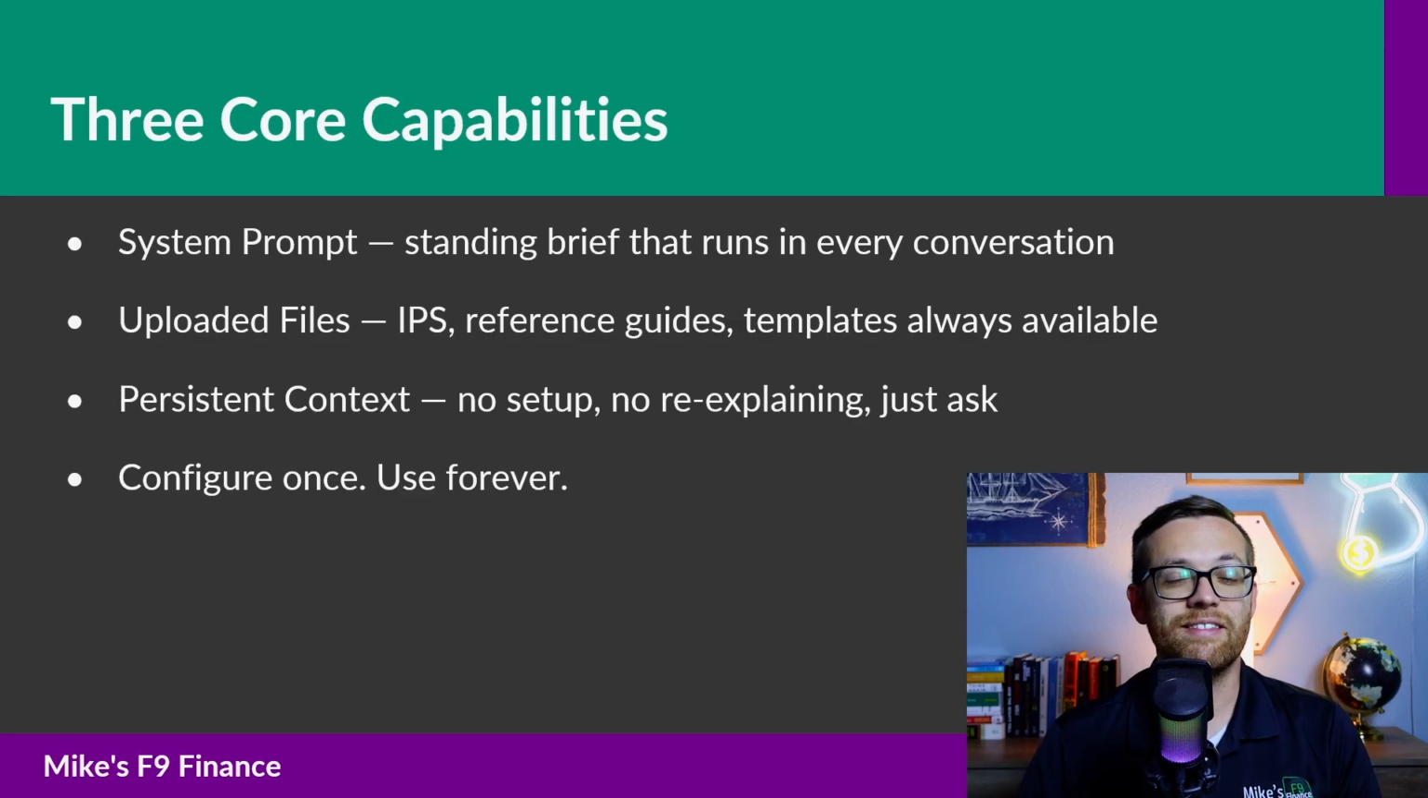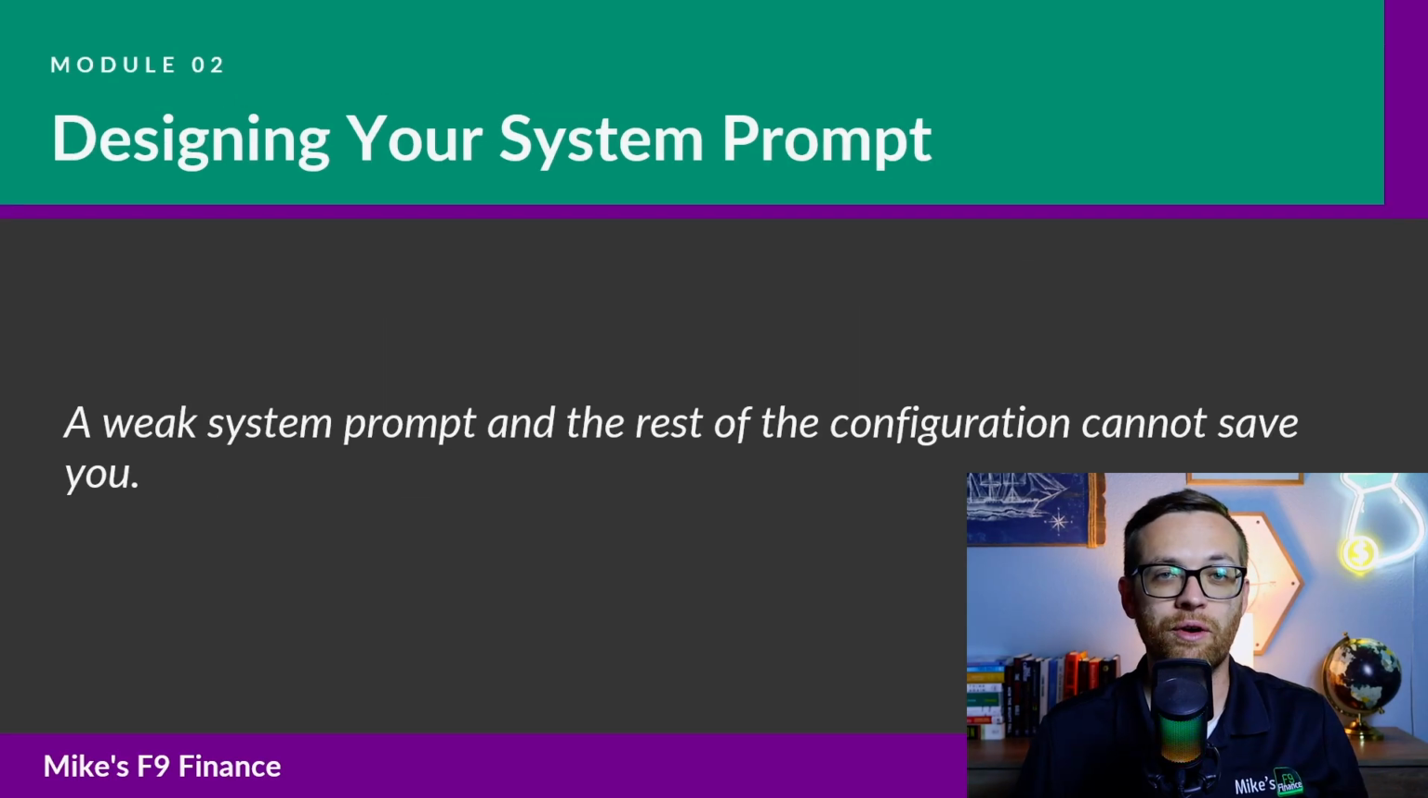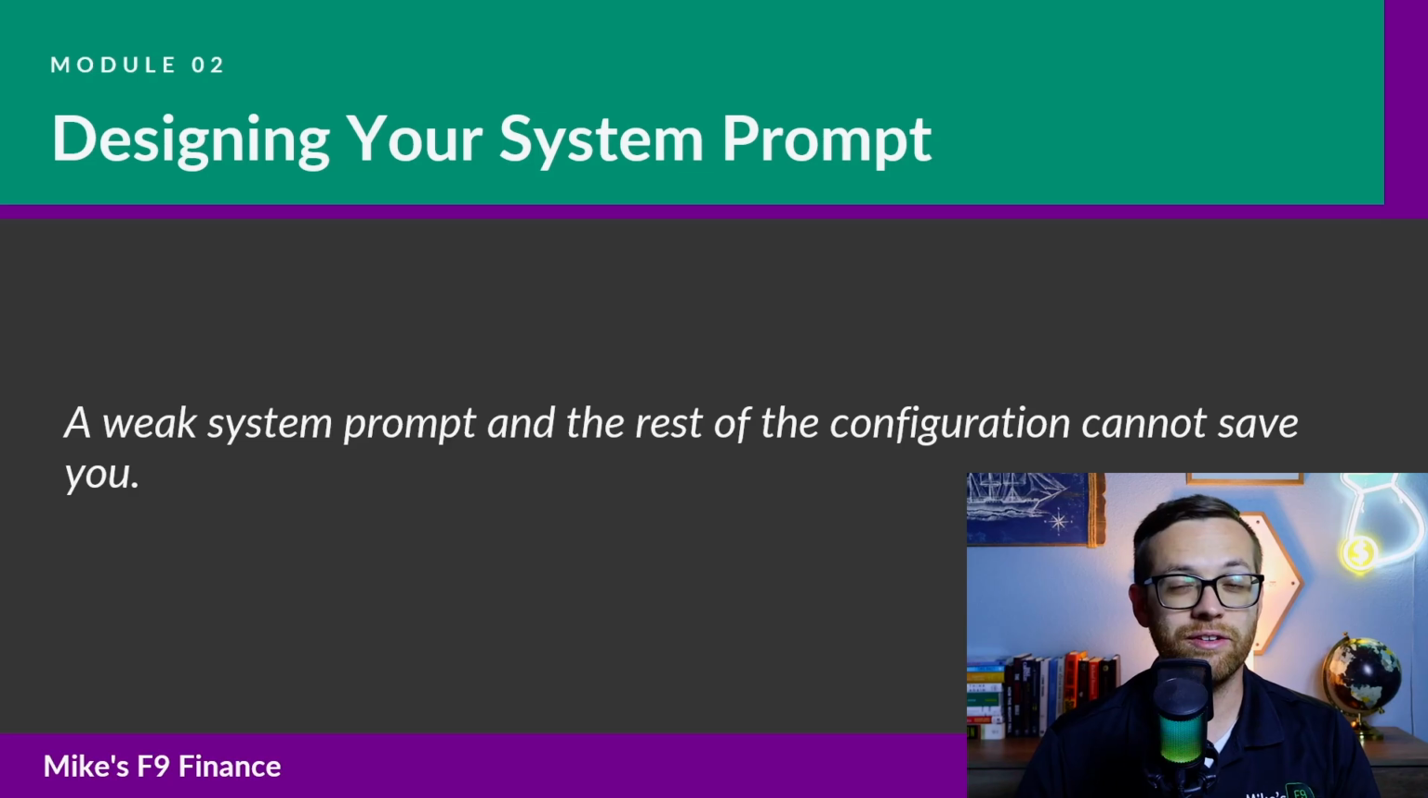Next, we're going to design the system prompt that brings this all together, for step 1. System prompts are the foundation of all the automations we're going to build with AI. Everything else in your project and the rest of the workflows we're going to learn depends on it. With a weak system prompt, the rest of the configuration can't save you. With a strong one, the tool feels like it was built for your specific job.